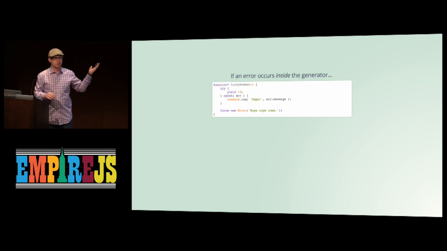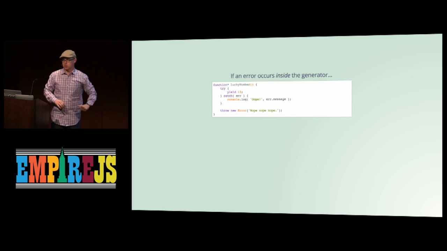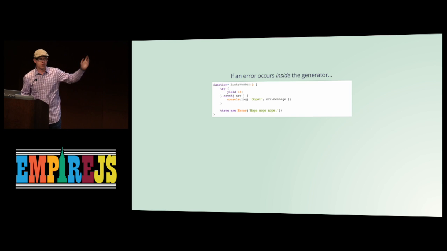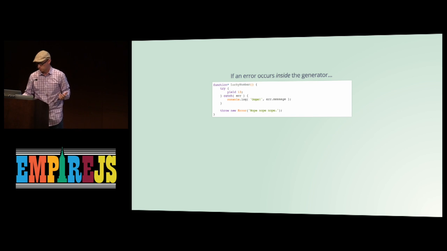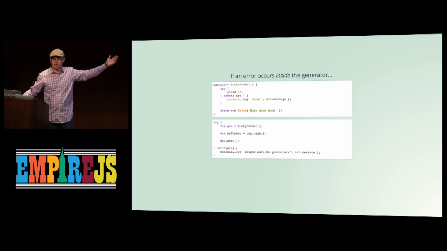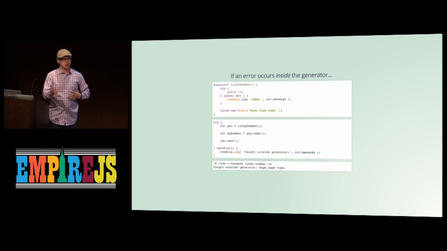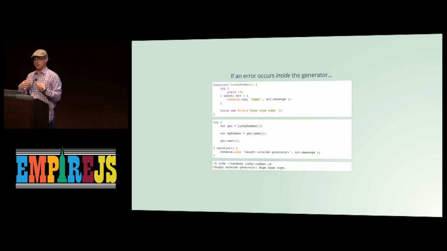If the error occurs inside the generator, however, it's actually even easier. All you do is throw an error. So if you allow the function execution to continue in my lucky number generator, we'll get to that last line and it'll throw an error, and all you do is, in the surrounding code, the code where you're calling the generator, you just do a try-catch. That's it. It's very, very simple, so you can just throw and catch errors all day long. And this is going to be great for us as we're handling async code.